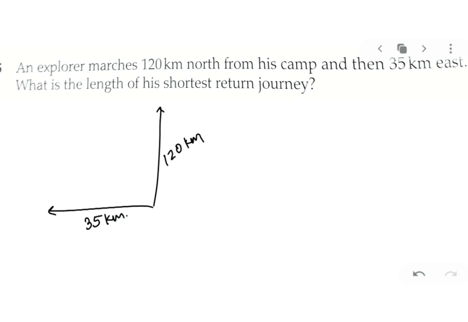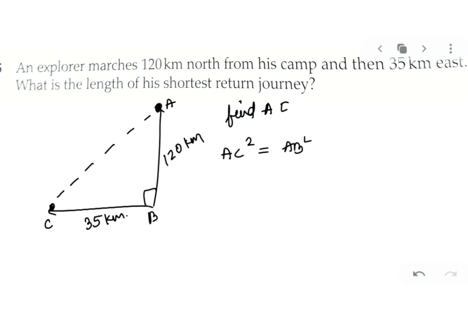And now if you want to go for the shortest distance, you can notice that he can come the shortest distance this way, directly from point A to point C. But how to find this AC? Again, you have a right angle triangle. So what you can do is, you can find by Pythagoras the value of AC. How you will find it? AC square is equal to AB square plus BC square. Isn't it easy?